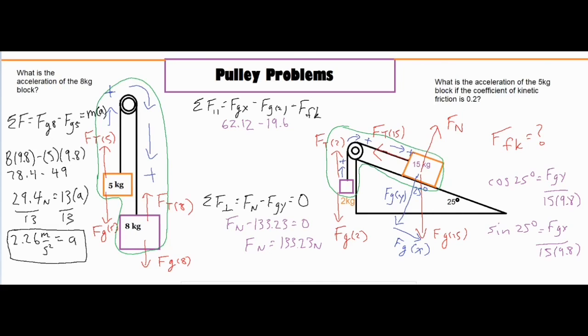Okay, so the way I'm going to find friction is, on the side over here, I would do the coefficient of kinetic friction times normal force, the mu times the normal force, and I found the normal force a little bit early over here. So I'm going to do 0.2 times 133.23, and then I have my force of friction, which comes out to 26.65 newtons. All right, so now I pretty much have everything I need.